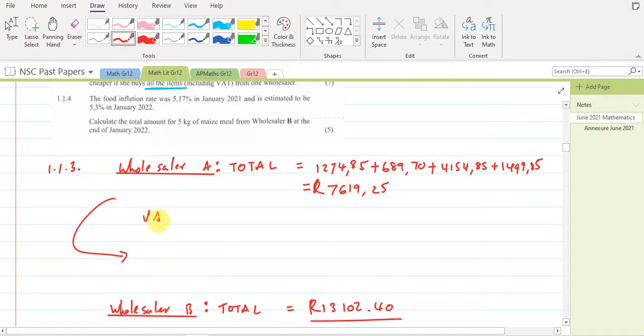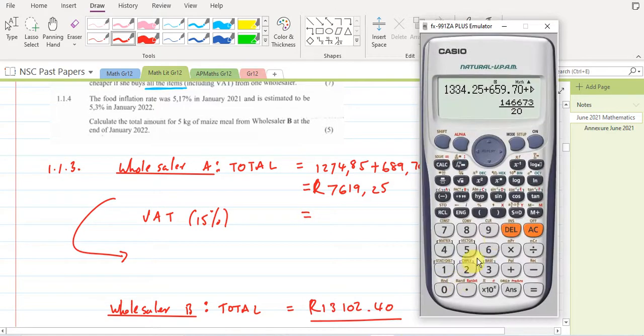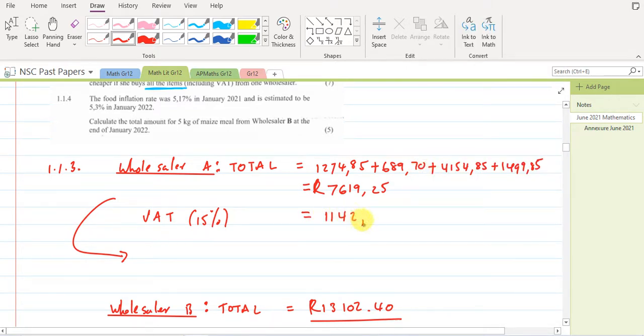So 7619, remember we need to charge VAT on this. So what's the VAT on 7619? VAT of 15% will give us 7619.25 times 15 over 100. So that will give us a VAT amount of 1142.89. This is just the VAT amount.